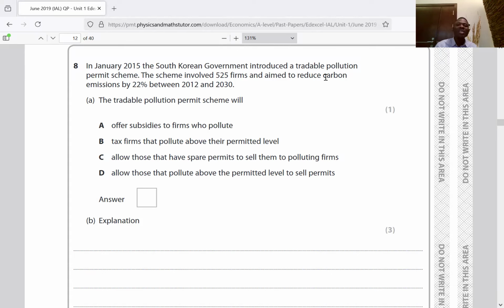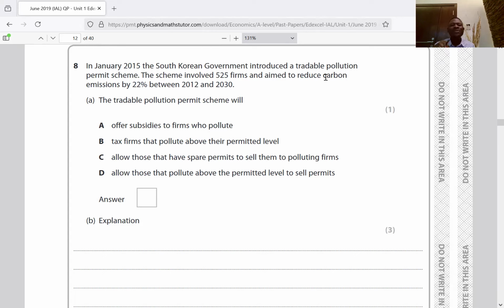So it's not A. B: tax firms that pollute above their permitted level. No. Government would not even tax because there's no way. If you are using more than the permitted level, government will not provide further. There's a limit to what you can buy. So as soon as that is done, you can't get from government anymore. You can only get from your competitors. So it's not B. C: allow those that have spare permits to sell them to polluting firms. Yes. The answer is C. I'm going to explain further anyway. D: allow those that pollute above the permitted level to sell permits. If you pollute above the permitted level, what else do you have available? Nothing. So the answer is C.